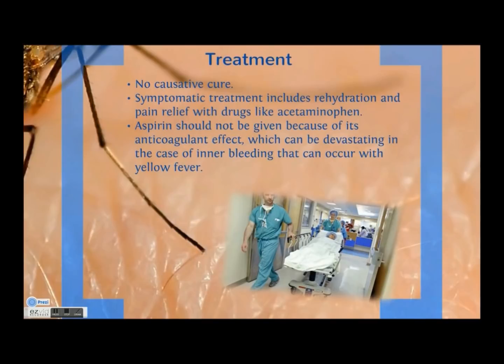There is no known causative cure for yellow fever. Symptomatic treatments include rehydration and pain relief with drugs like acetaminophen. Aspirin should not be given because of its anticoagulant effect, which can be devastating in the case of inner bleeding that can occur with yellow fever.